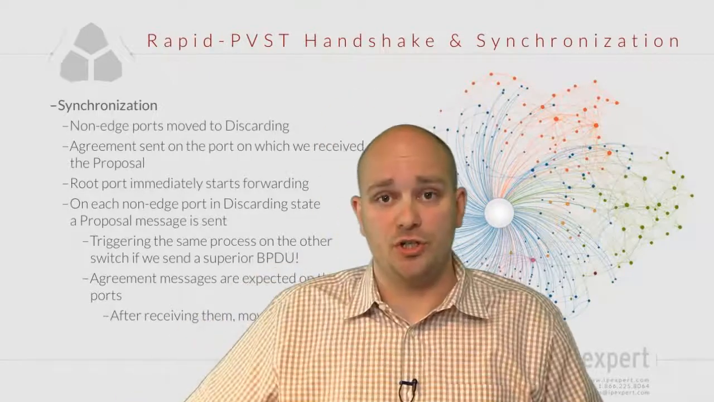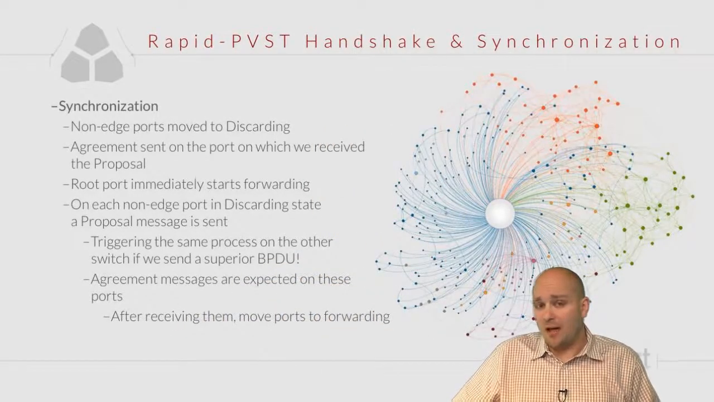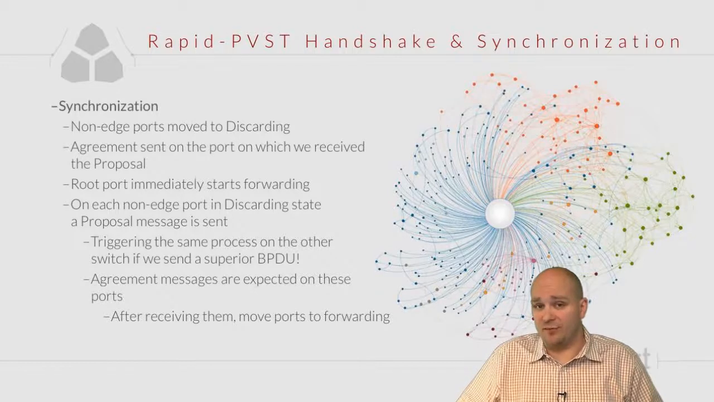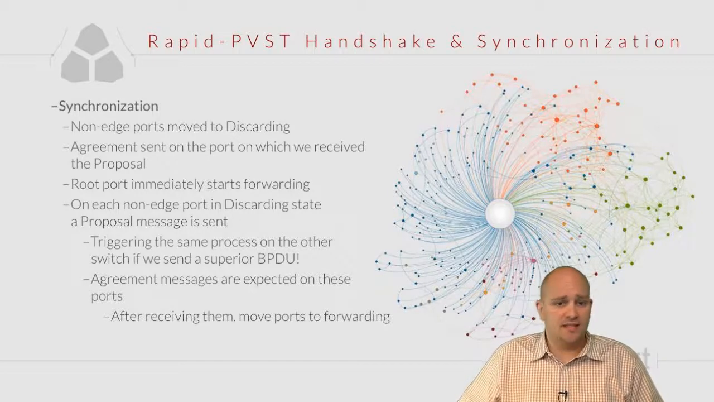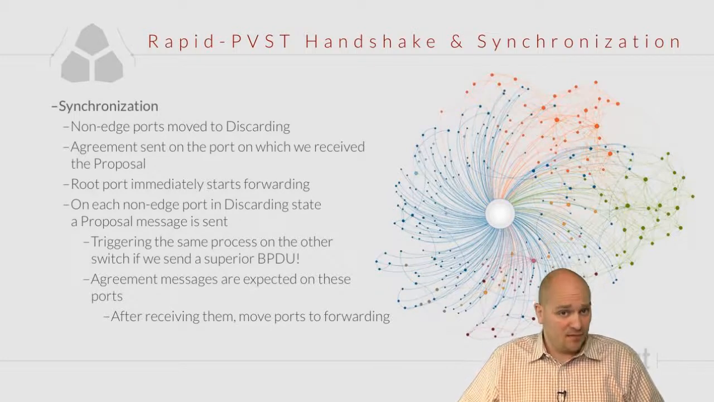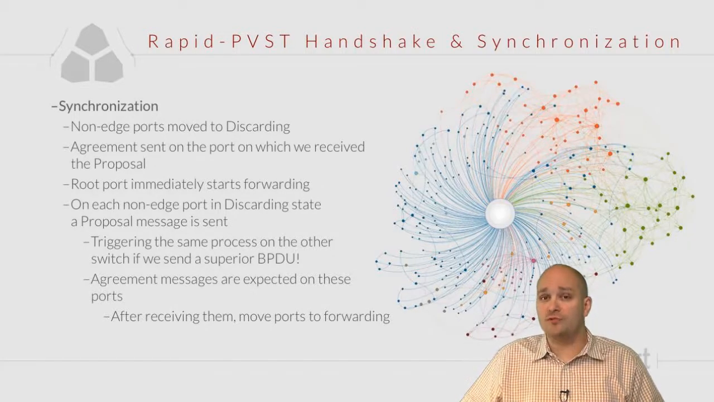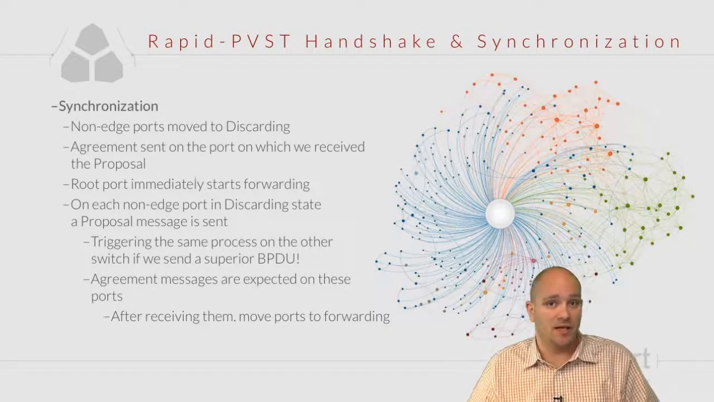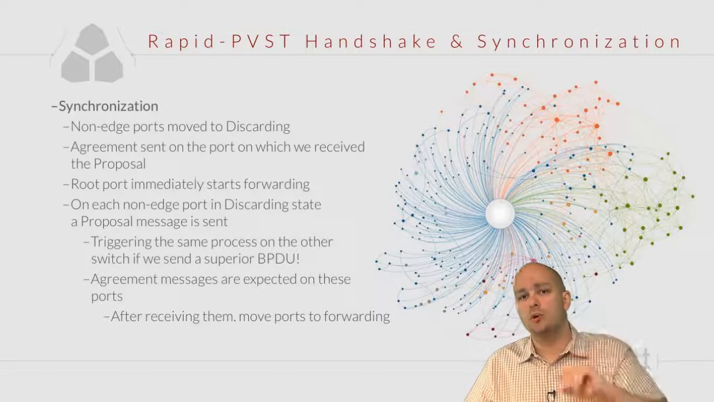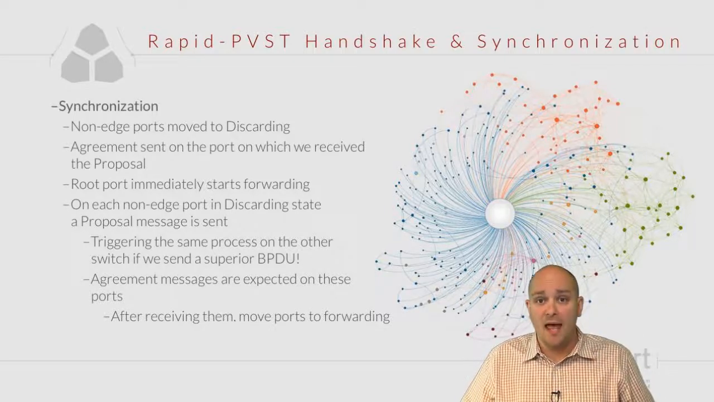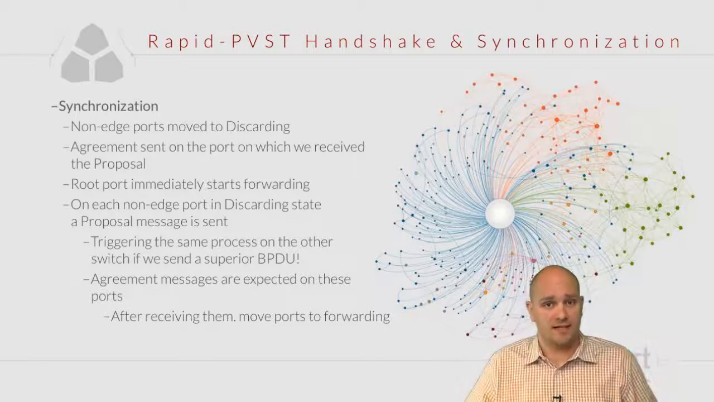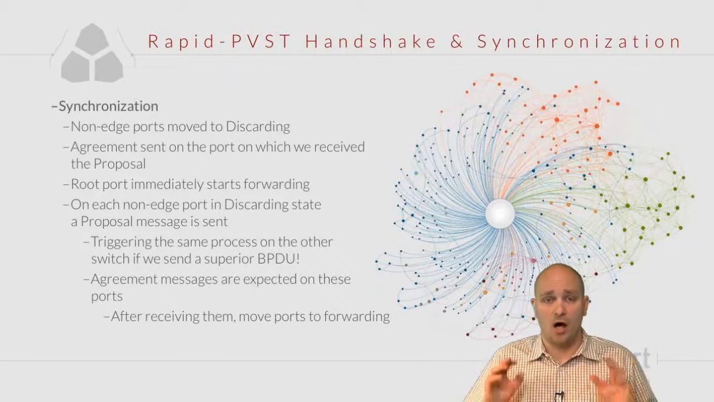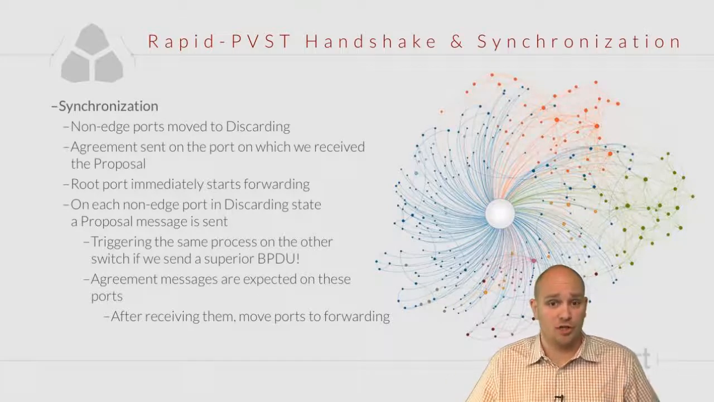What does that mean? What this means, of course, is that the switch needs to go through the process. Now, this process obviously consists of several steps. The first thing that happens is that all non-edge ports are moved into the discarding state. The second thing that happens, on the port on which we have received the proposal to which we are just agreeing, is that we are going to send out the agreement. So we're going to say, yeah, okay, you are going to be the designated port on this segment, and I'm now synchronizing myself. So all the non-edge ports are, at this moment, discarding the traffic.